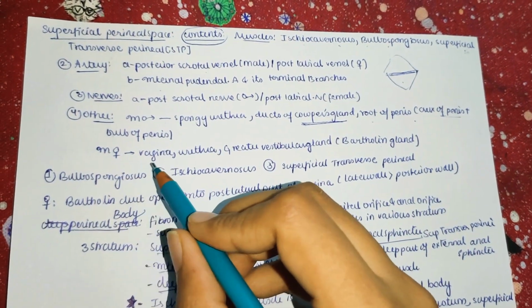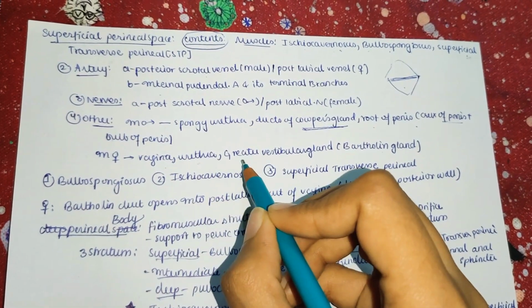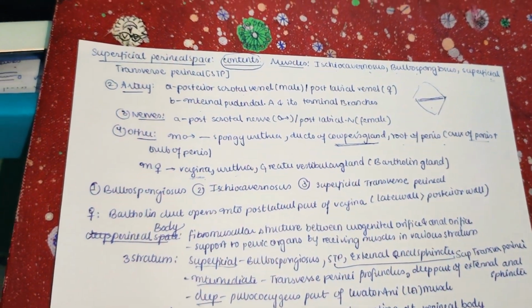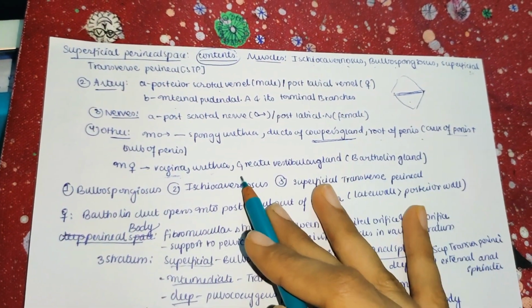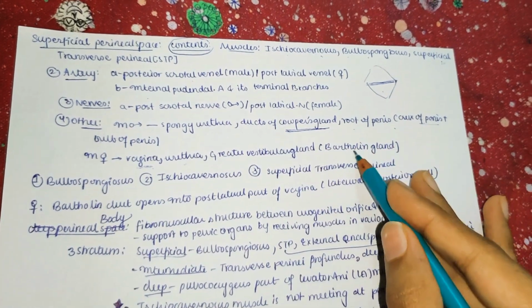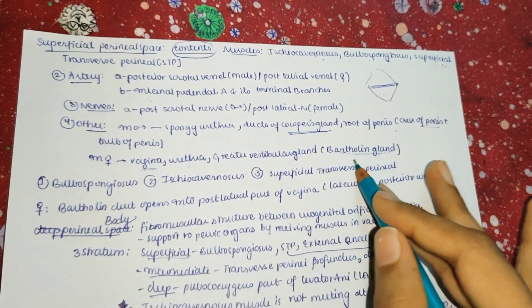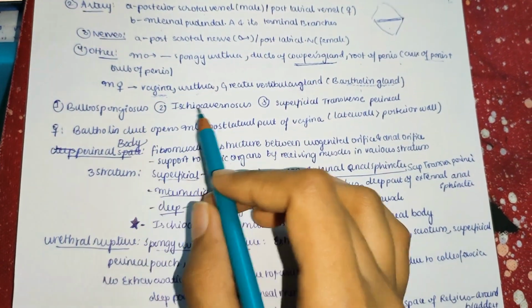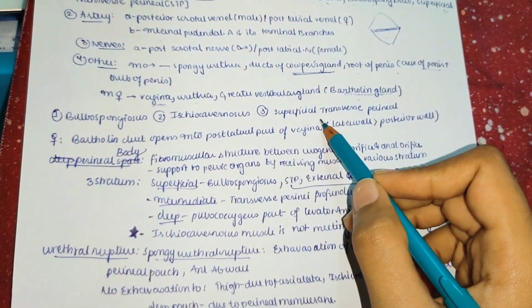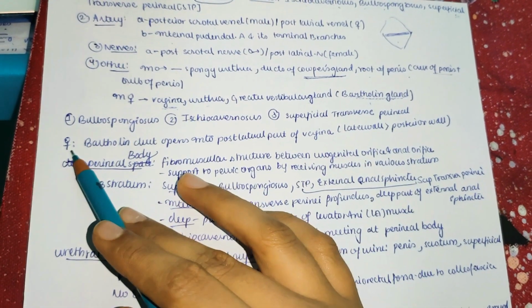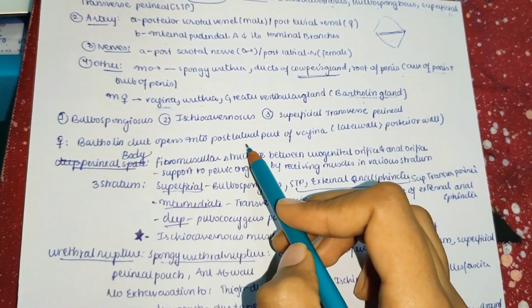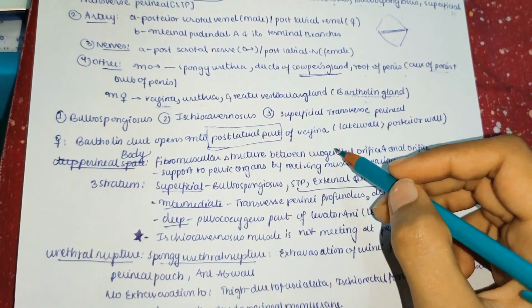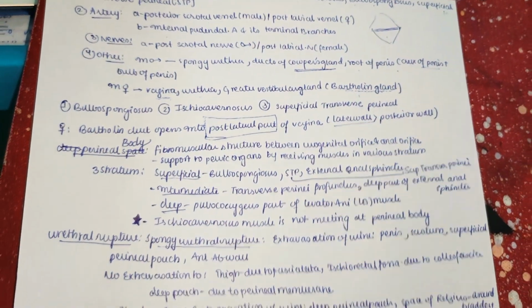And in the female, the vagina, urethra, and greater vestibular gland. Remember, in the female we already saw vagina and urethra in the deep space, and even here you are seeing them. In the female especially you need to note the Bartholin gland. The Bartholin gland is present superficially. Bulbospongiosus, ischiocavernosus, and superficial transverse perineal we have already seen. And in the female, the Bartholin duct opens into the posterior lateral part of the vagina. This location is important: the lateral wall is greater than the posterior wall.